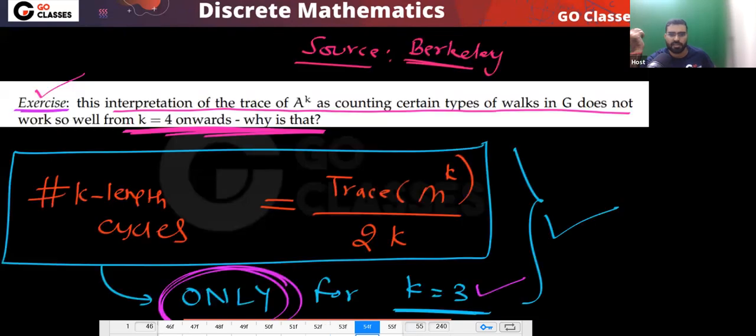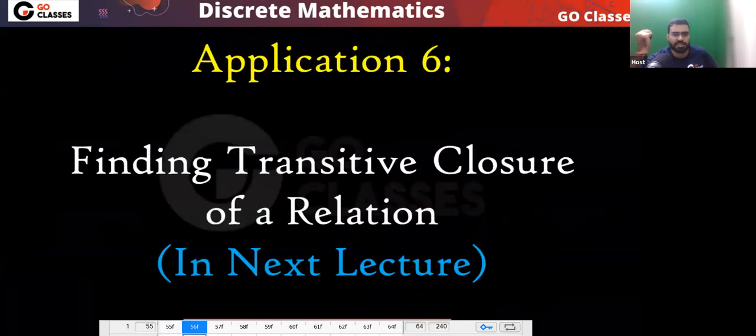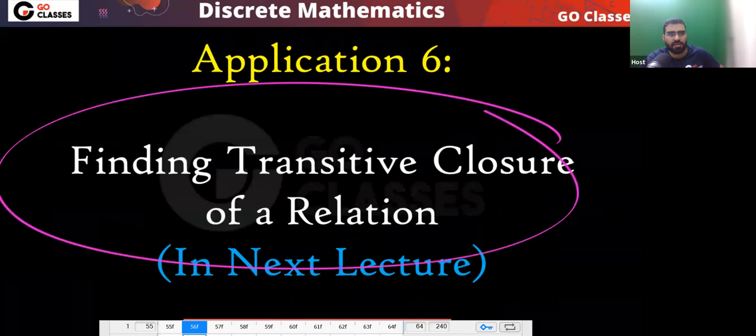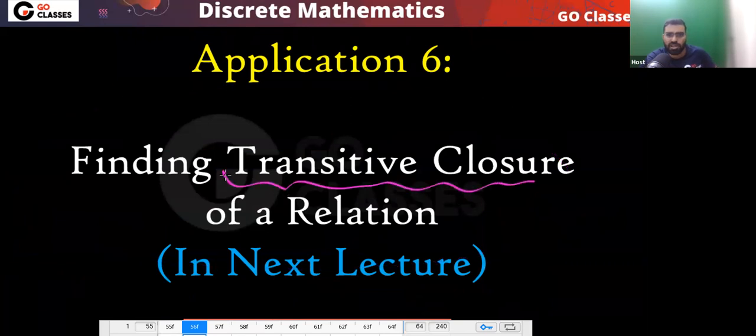So that's it. So this was the application. Now let's see the next application, that is application number 6, and that is transitive closure. Have you heard about this? What is the transitive closure of a relation? You have some relation. What is the transitive closure of that relation?